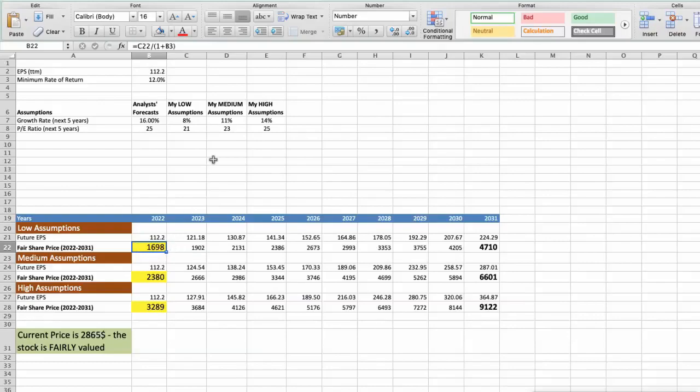Second scenario. Google will have average performance in next 5 years, and we will use the following parameters in our calculation. Future growth rate would be average, 11%. Future P/E would be average, 23. In this case, the fair value of the stock today would be $2,380.